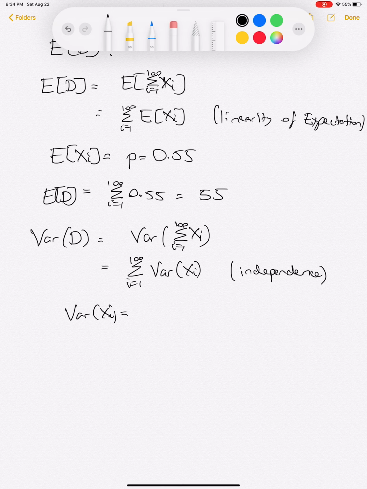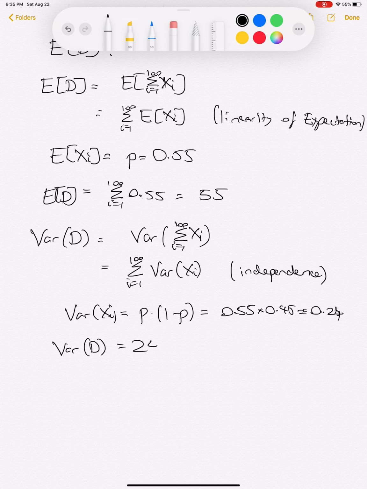You might recall that that is p times 1 minus p, and that's something that we'll cover briefly in the next lecture. So it's approximately 0.24, so the variance of D here is 24. You can kind of say that if you're looking at the sum, the expected value is 55, and the variability on that is 24.